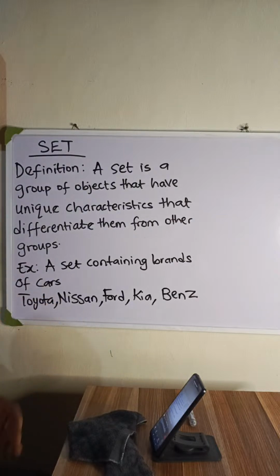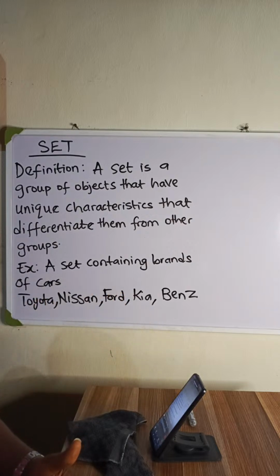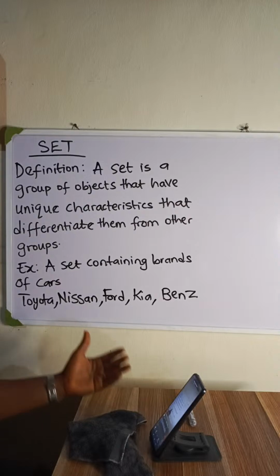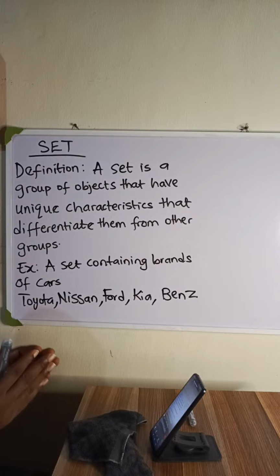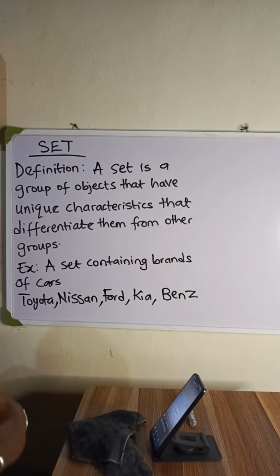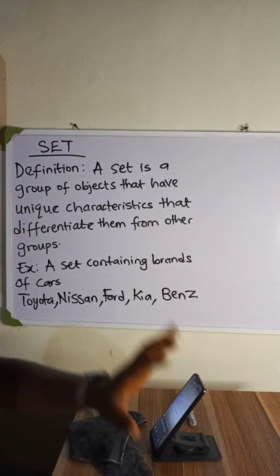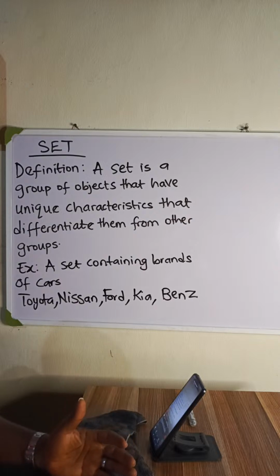You can have, for example, a set containing names of schools in a particular city. That's a set. You can also have a set containing feminine names. In that set, you will see names that are basically for females, right? That's a set. You can also have a set of odd numbers, a set of even numbers, a set of prime numbers.